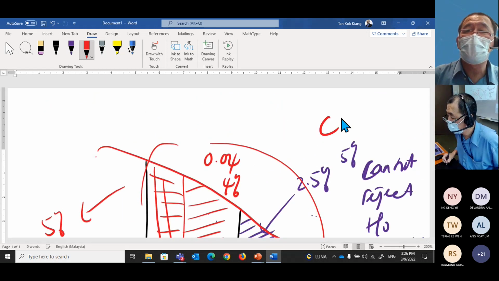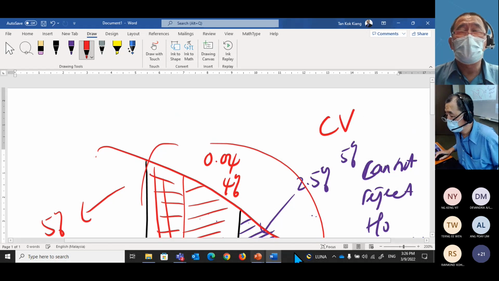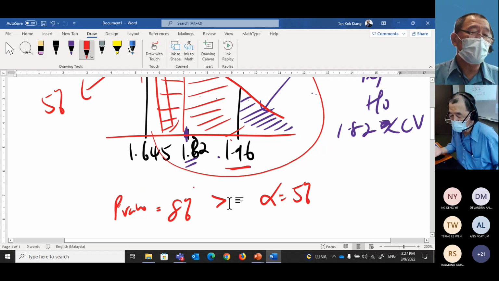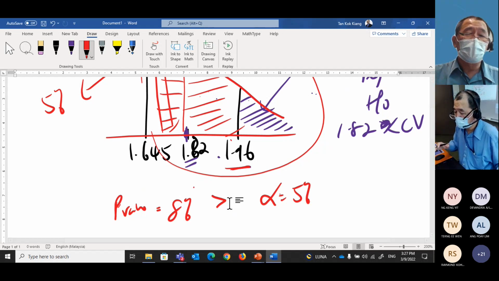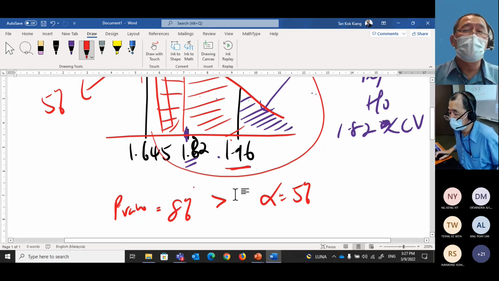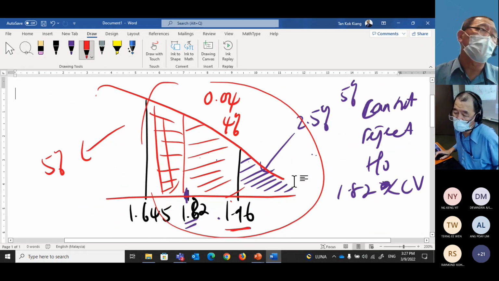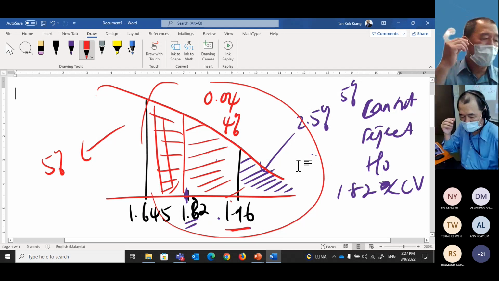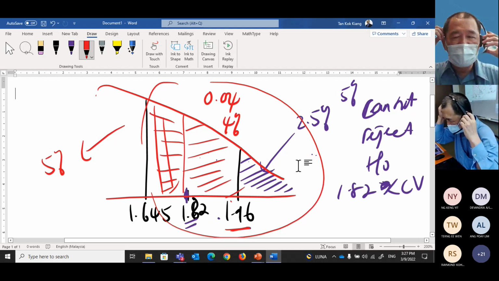Remember just now the critical value approach. Now it's the p-value approach. But either approach, we have the same conclusion. It means at 5%, we cannot reject the null hypothesis. Okay, any question?